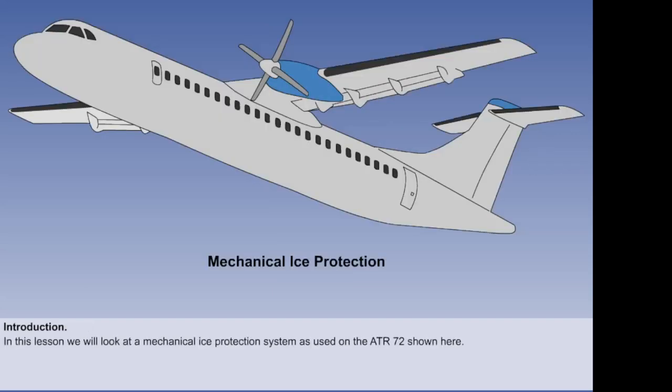In this lesson, we will look at a mechanical ice protection system, as used on the ATR 72 shown here. A mechanical system, using pneumatically inflated boots, may be employed on the wing and tail leading edges of certain types of piston engine and some modern turbopropeller aircraft. This type of system is used for de-icing. It removes ice that has already formed on the surface. It is switched on when there is an ice buildup of between 0.5 and 1.5 centimeters, depending on aircraft type.